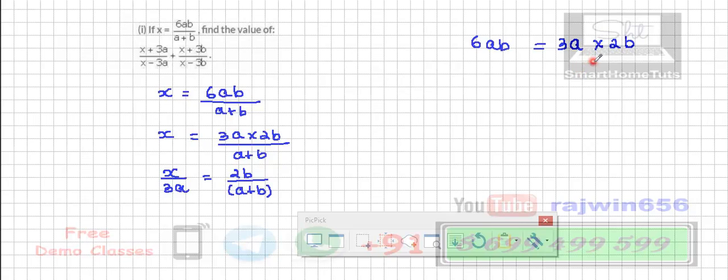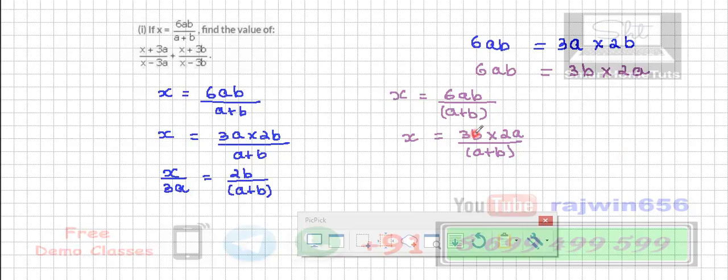Okay. Here what I'm going to do is 6AB which is there. This is equal to, because here 3B is there, this part I'm going to split it as 3B multiplied by 2A. 6AB is split in this way. Okay. So I'm going to write the same equation. X is equal to 6AB upon A plus B. Okay. This is equal to, now here it is split as 3B into 2A. The denominator is going to remain unchanged.